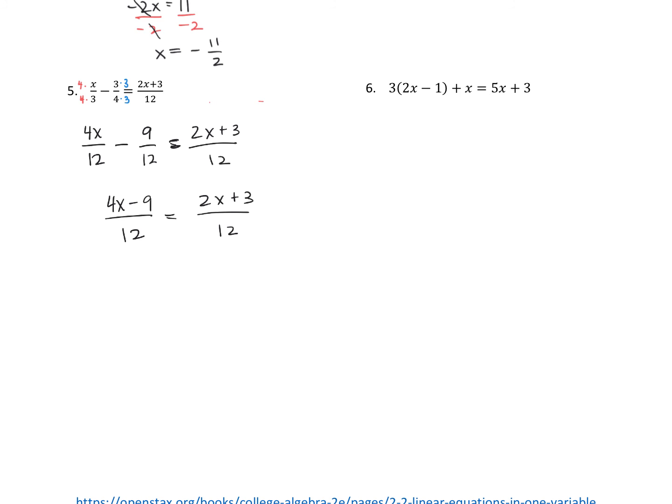So in other words, look what happens if I multiply both sides by 12. Because remember, whatever you do to one side of the equation, you have to do to the other to keep it balanced. And if you multiply both sides by 12, the 12s divide out and cancel out, so that leaves you multiplying by 1. So now your equation is simply 4x minus 9 is equal to 2x plus 3.